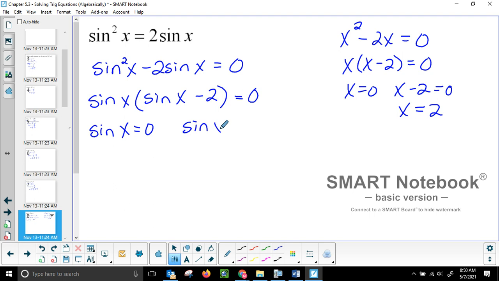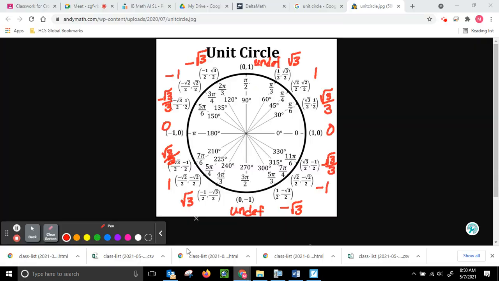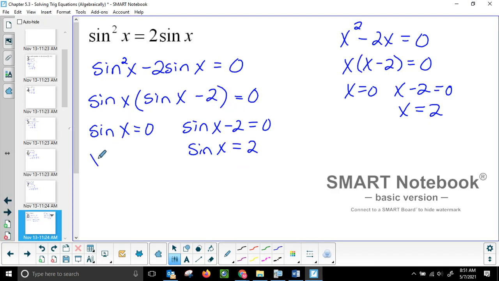And sine of x minus 2 is equal to 0. So of course we can solve this and say sine of x is equal to 2. Okay, so now we say first on our unit circle, where is sine of x equal to 0? Well, again, sine is my y coordinate. Sine is 0 here at 0, and sine is 0 here at pi. So for this piece, x is equal to 0 and pi.